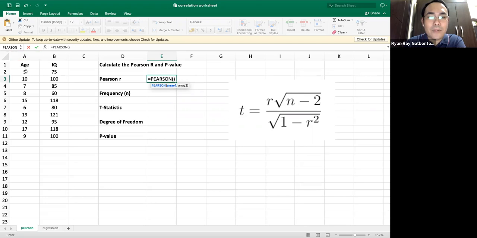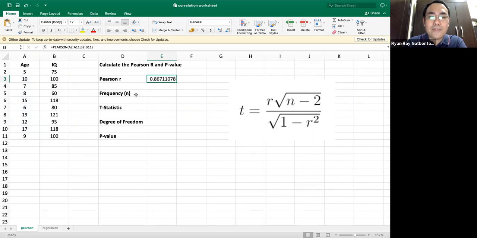So we first select our age, then separate it with a comma, and then select the second set of data, which is for our IQ. Then press enter. You will arrive with a value of 0.87, or 0.867110078. We reduce it to 2 decimal places, so it's around 0.87.